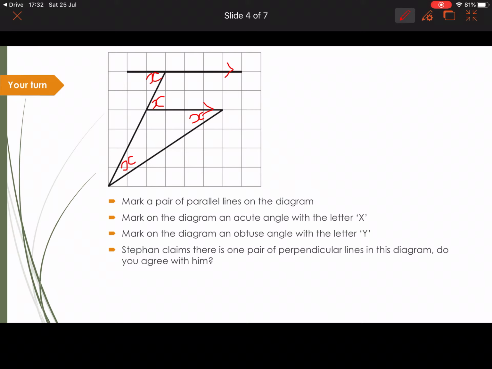You then have to mark on the diagram an obtuse angle with the letter Y. Now, obtuse means bigger than 90, but not quite as big as a straight line. So that would be this one here or this one here.